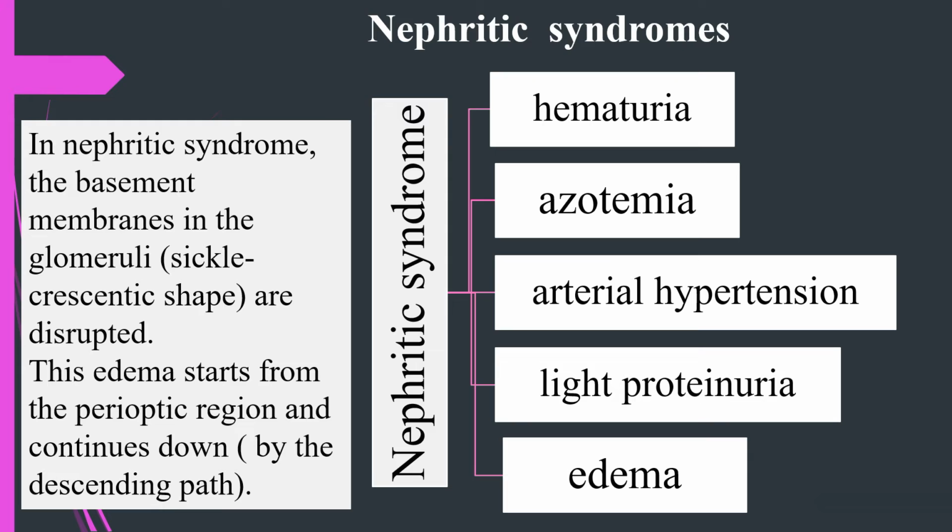In nephrotic syndrome, the basement membrane in the glomeruli is disturbed and forms a crescent shape. This edema starts from the periorbital region and continues down by the descending path. Hematuria, azotemia, arterial hypertension, light proteinuria, and edema form.